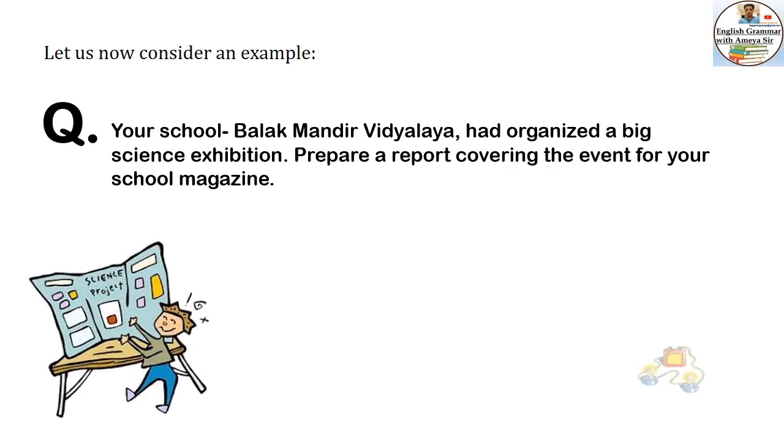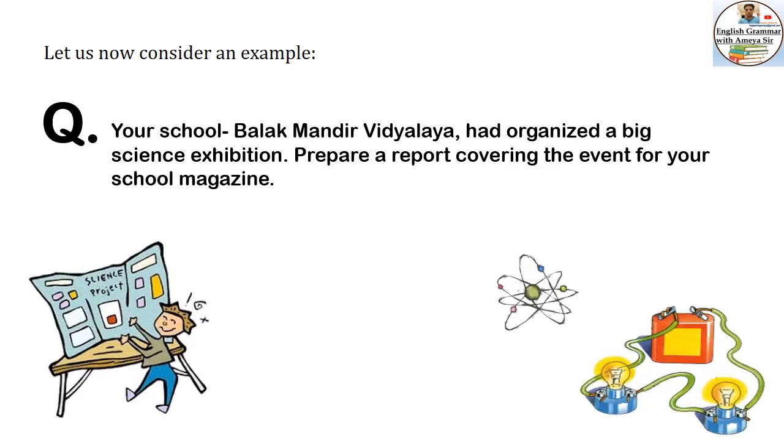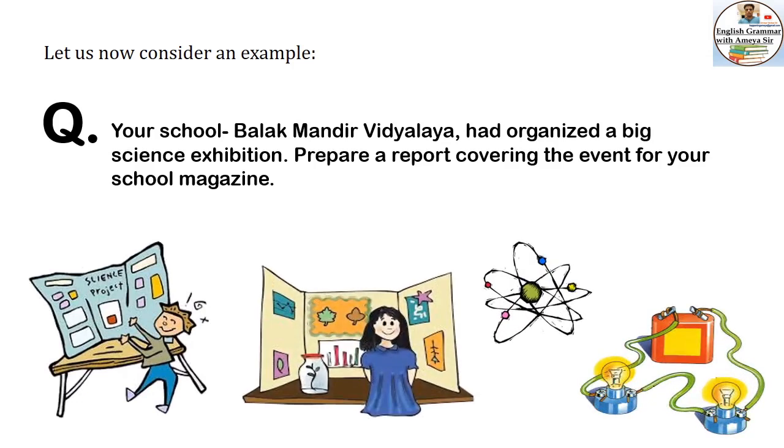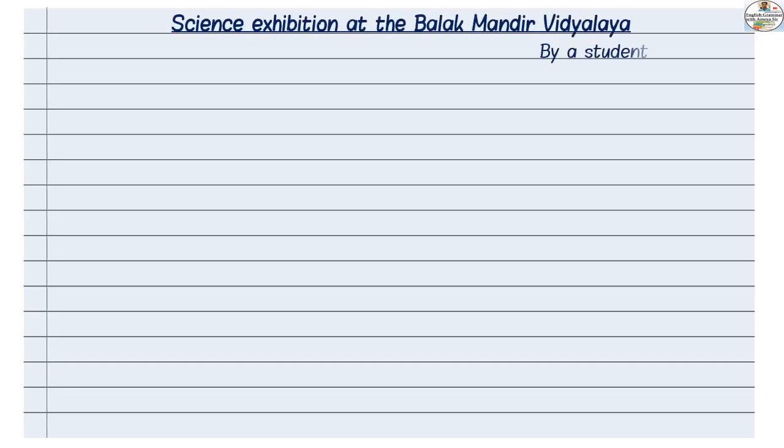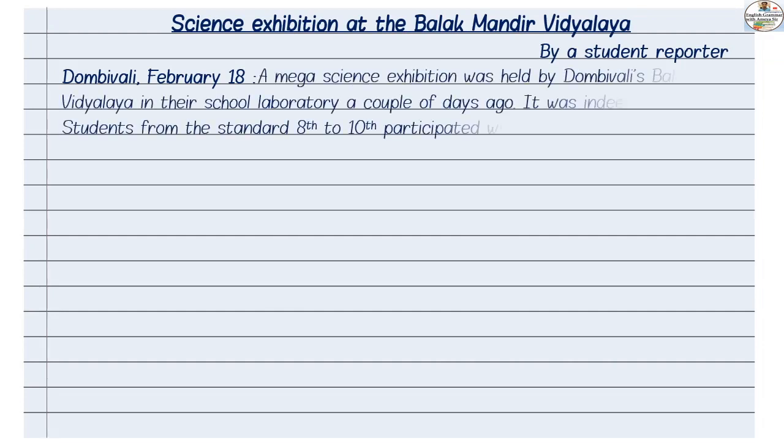Let us now consider an example. Your school Balak Mandir Vidyalaya had organized a big science exhibition. Prepare a report covering the event for your school magazine. Okay, so we start with a good heading, followed by the reported byline and the dateline. The first paragraph could be something like this. A mega science exhibition was held by Dombivli's Balak Mandir Vidyalaya in their school laboratory a couple of days ago. It was indeed a big event. Students from the standard 8th to 10th participated with full vim.